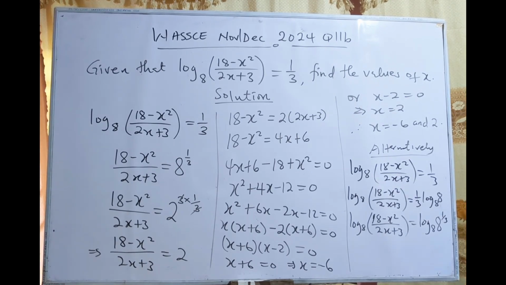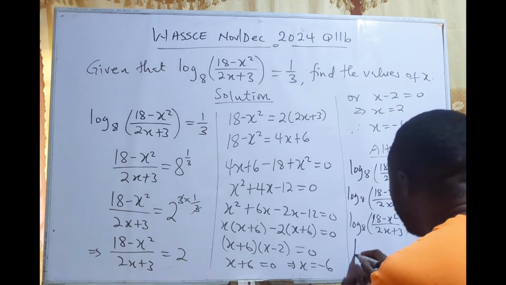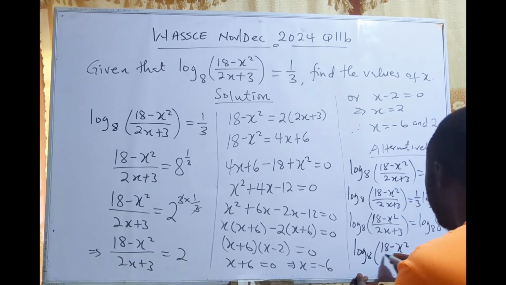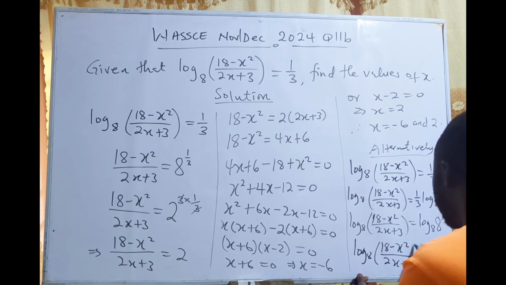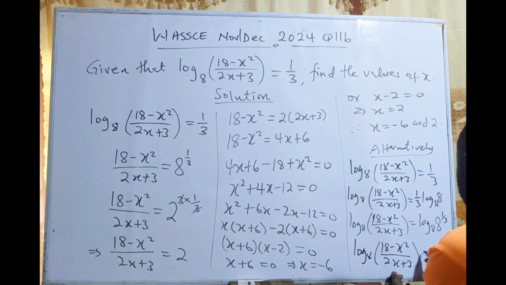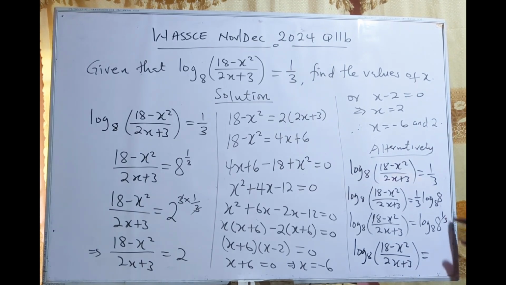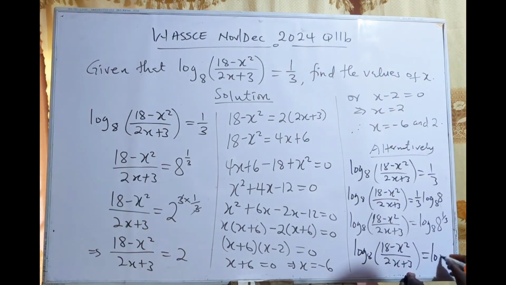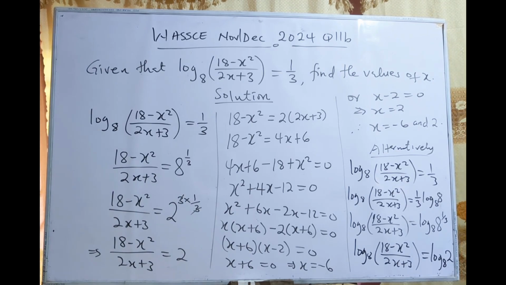That is one of the laws of logarithm. So I can write this finally as log base 8 of (18 minus s squared) over (2s plus 3) equal to, you know that 8 exponent 1 over 3 gives us 2. So when you work it out, you get 2. So that you have log of 2 to the base of 8. Alright, 8 exponent 1 over 3 will give us 2.